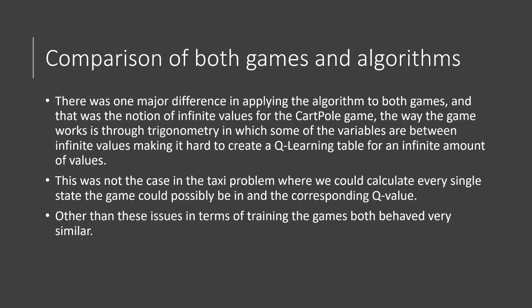This obviously wasn't the case in the taxi problem, where we could just calculate every single state of the game, because everything was true, either is or it isn't, and there were only 500 states of the game, and it was easy just to calculate the corresponding Q value for a state. Other than these issues in terms of training and implementation of the algorithms, both games behave very similar, and both games responded very similarly in getting trained.